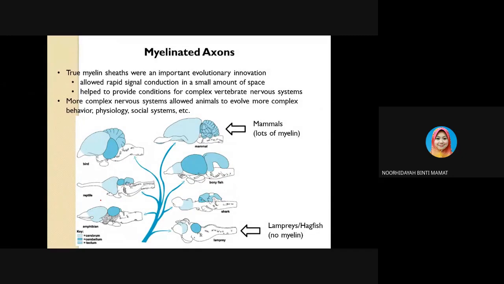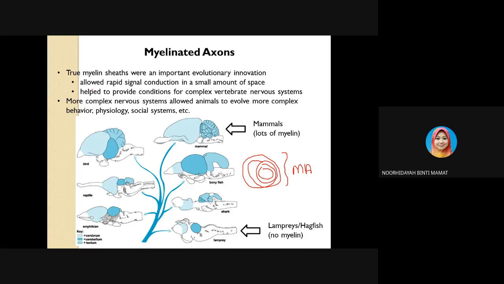So we go to the myelinated axon. The axon, the myelin sheath. This is what we call the myelinated axon. The true myelin sheath was an important evolutionary innovation, and it allows rapid signal conduction in a small amount of space.